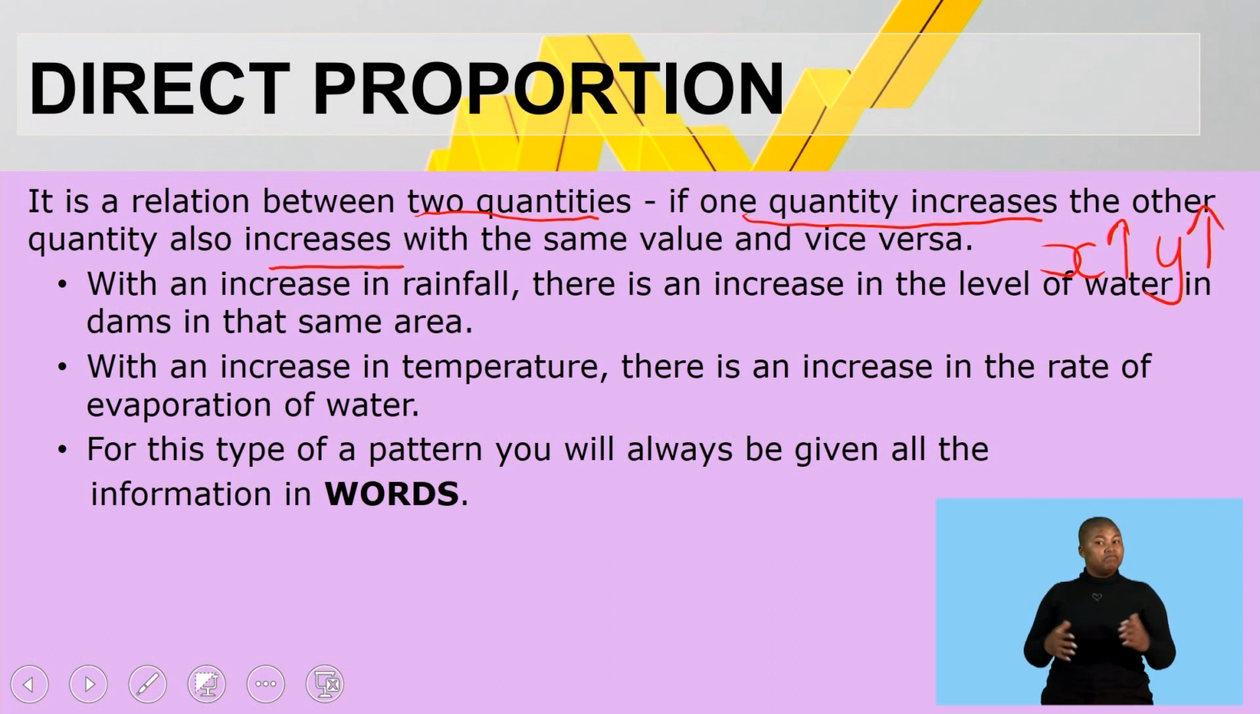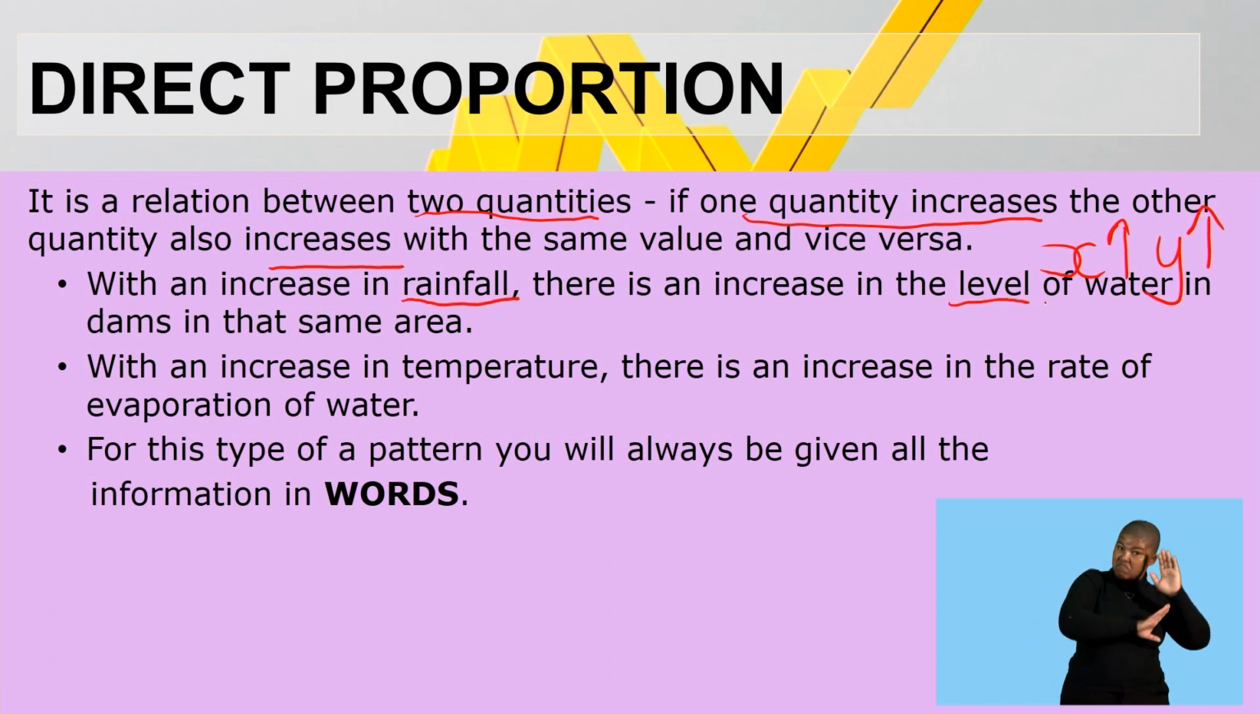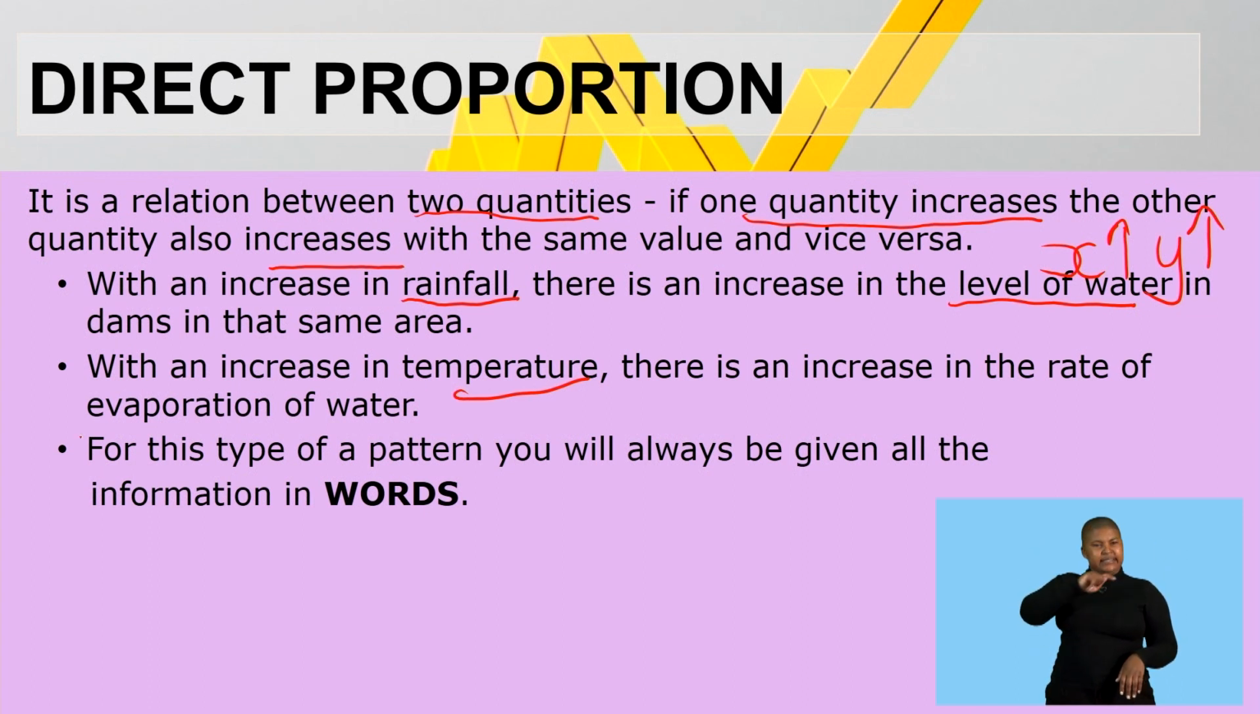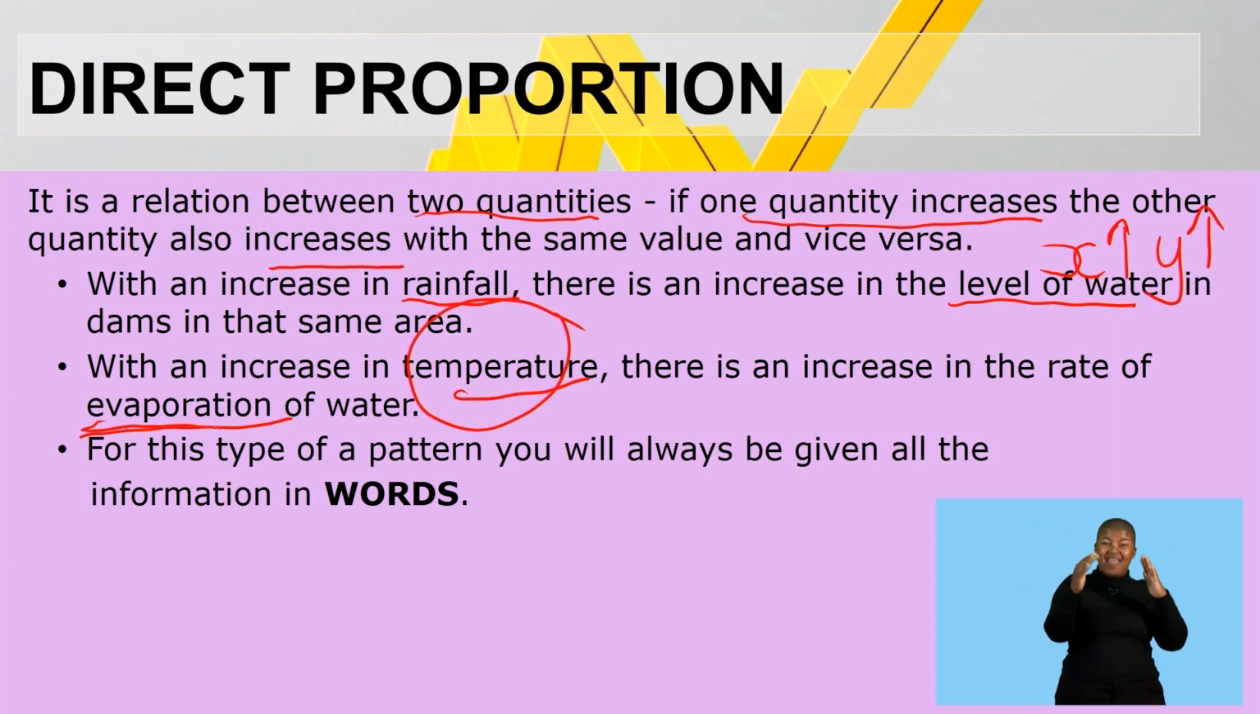With an increase in rainfall, there is an increase in the level of water in the dams of the same area, meaning here the variables will be rainfall and the level of water both going up. Another example, with an increase in temperature, there is an increase in the rate of evaporation of water. So the temperature goes up and then the water will evaporate more. And for this type of pattern, you will always be given all the information in words.